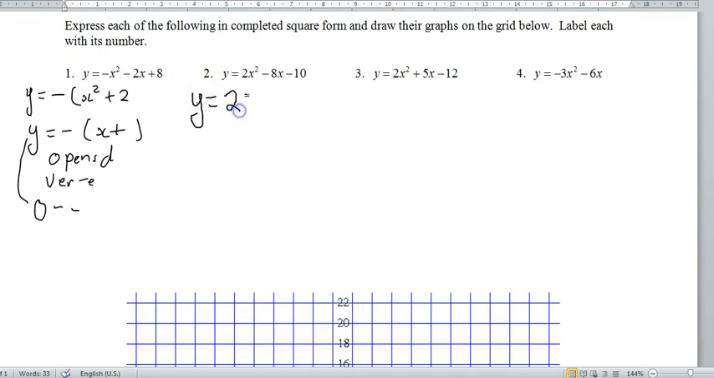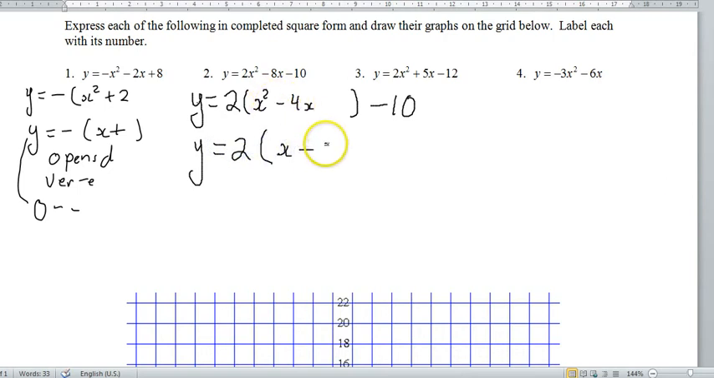Y equals, we're going to factor a 2 out, because remember we can only do this with a single x squared. -4x, leave some space, -10. Going down to the next line, we got the 2. X minus this sign, half of 4 is 2. Quantity squared, x minus 2 squared is x squared minus 4x plus 4. Now I added 4, I got to subtract 4, but when that comes out I'll multiply it by 2. 2 times minus 4 is minus 8, and we have minus 18. This parabola opens up, has a vertex at 2, negative 18, and is vertically stretched by a factor of 2.